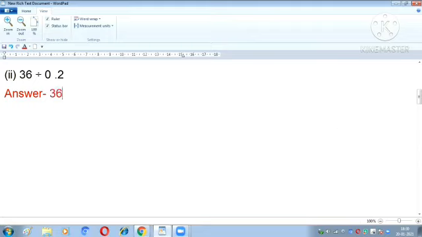So first we'll write 36 divided by 0.2 will change to 2 upon 10. So now this divide sign will change to multiply sign. 36 multiplied by, the reciprocal of 2 upon 10 is 10 upon 2. Okay. So now 2 and 36 can be cancelled out. Okay. 2 multiplied by 1, that is 2, and 2 multiplied by 18, that is equal to 36.